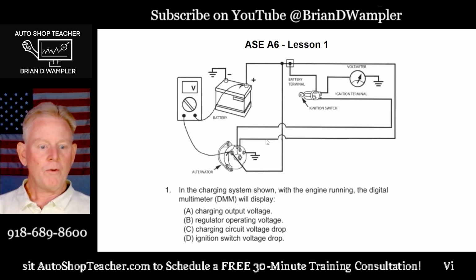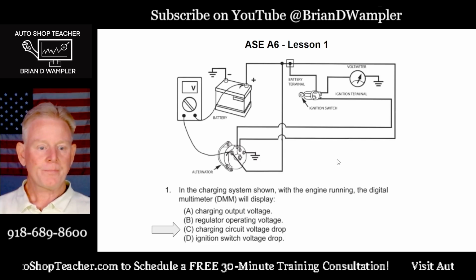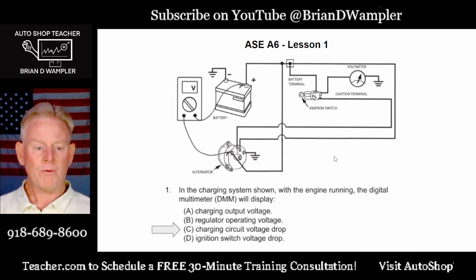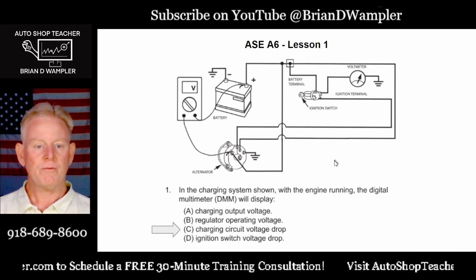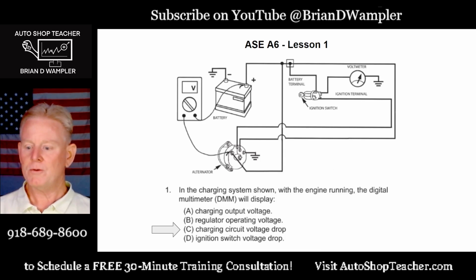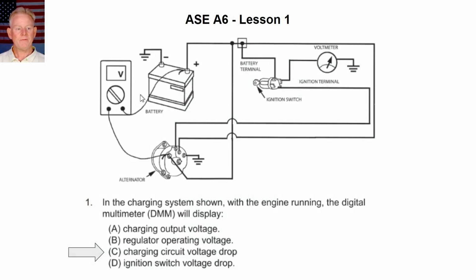Okay, so what would we be testing here? Well, charging circuit voltage drop. And why am I saying that's what we're testing here? Because we have the lead from the voltmeter attached to the positive side of the battery, and the other side of the meter attached to the other end of the same circuit. So our voltmeter would show a voltage drop if there was any loss in voltage between this terminal and this terminal. Then that's what would be displayed on our voltmeter.